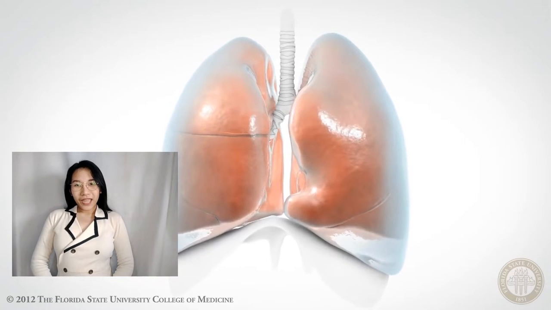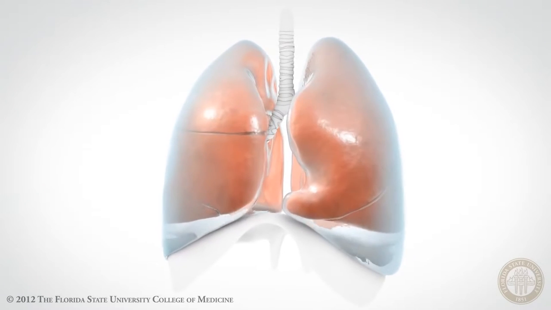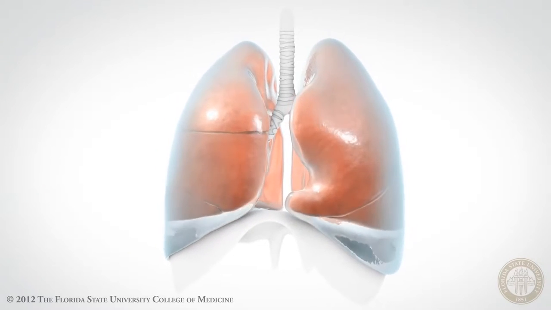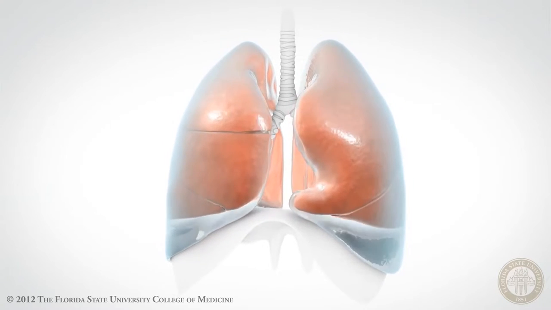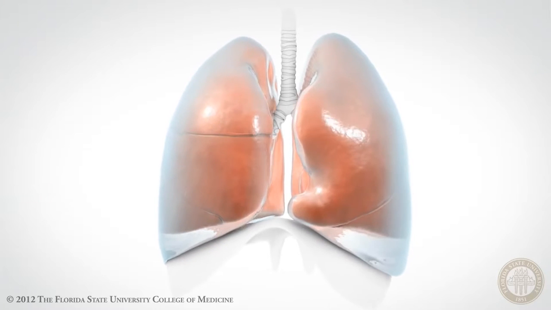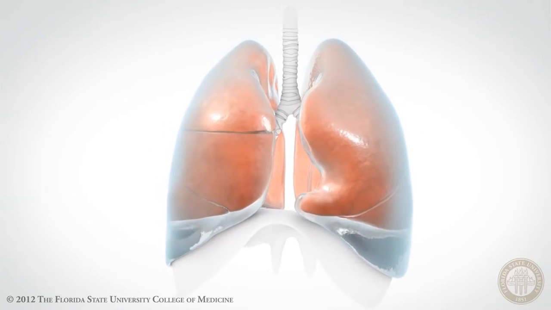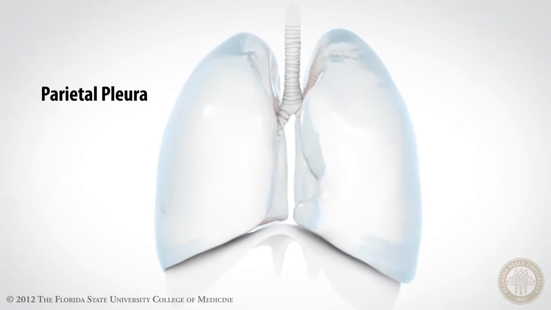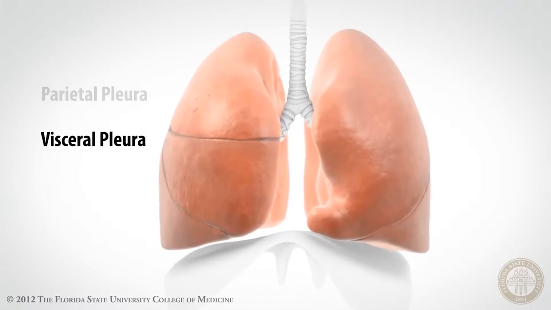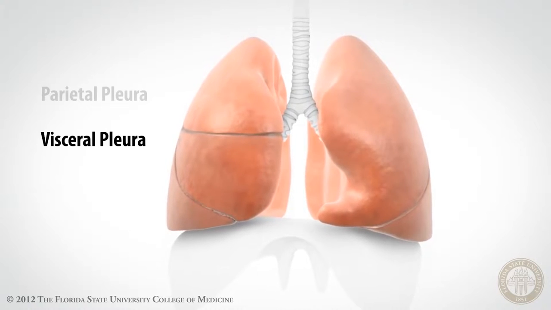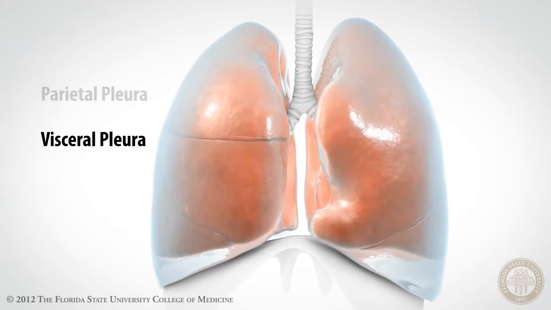Empyema is caused by an infection. But hey! Before we tackle the empyema, did you know that our lungs have two layers? The parietal pleura and the visceral pleura. The parietal pleura is the outermost layer of the lungs that is attached to the chest wall. On the other hand, the visceral pleura covers the surface of the lungs.